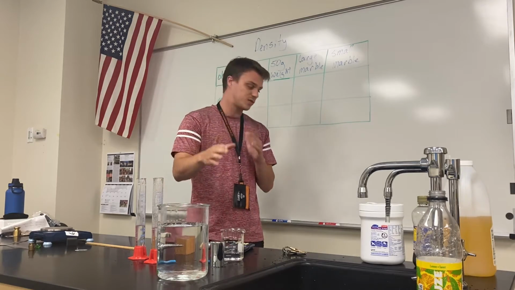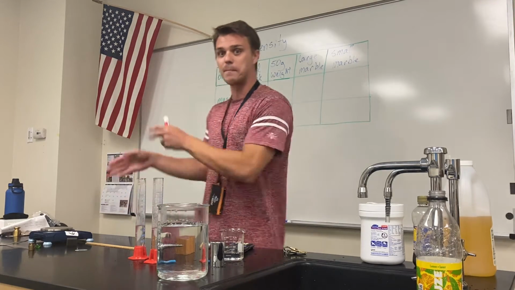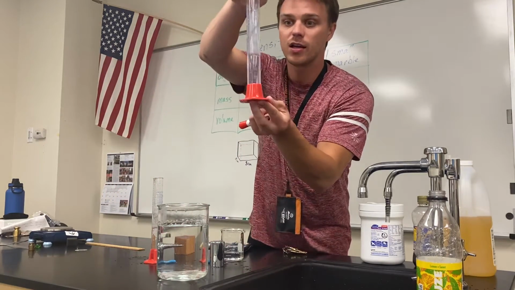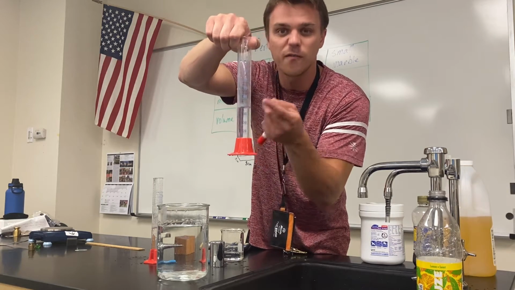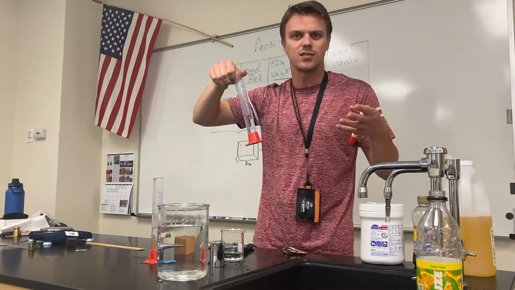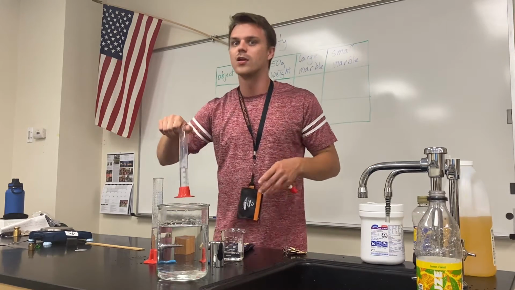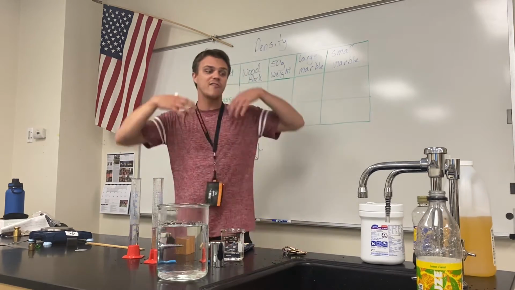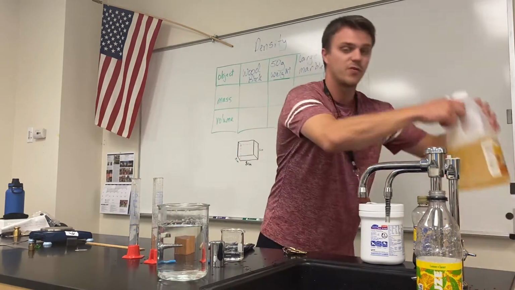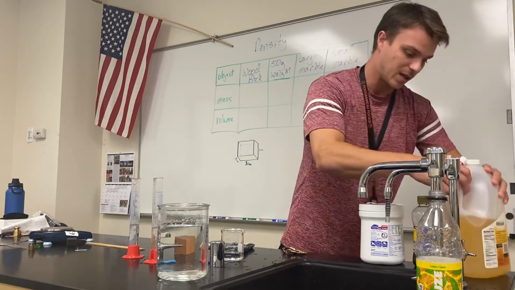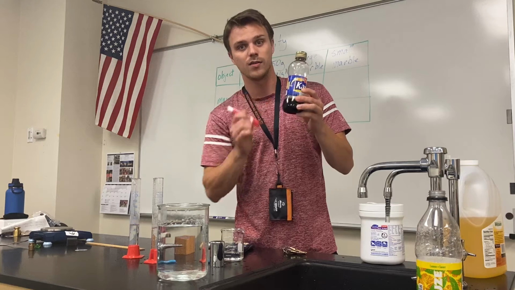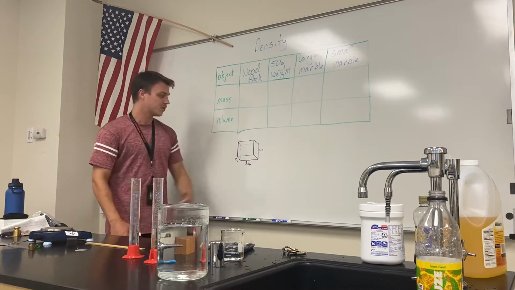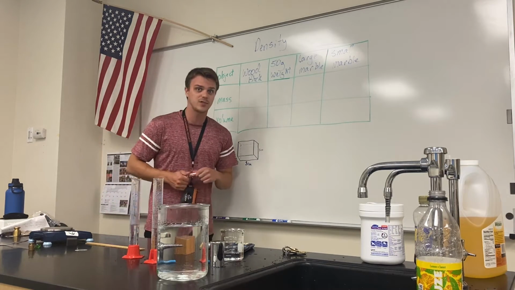Just to give you some information here, we've got a balance which measures mass in grams, and we've got a graduated cylinder which measures volume, or the amount of space something takes up, and that's measured in milliliters. So volume is the amount of space that something takes up. I have more volume than this jug of oil, right? And this jug of oil has more volume than this corn syrup, because it's just talking about the size of things.